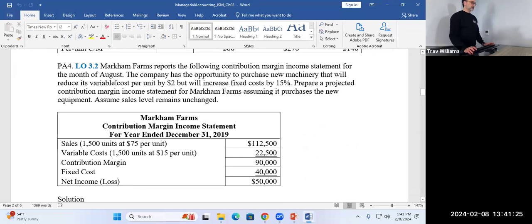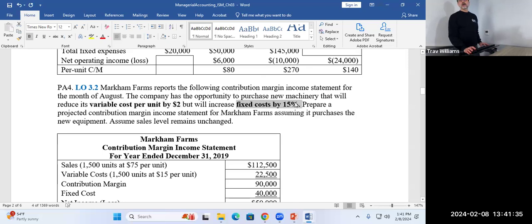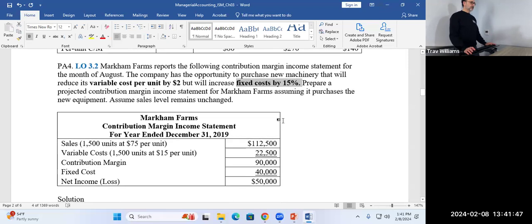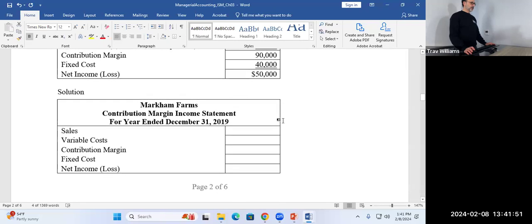So this company is reducing variable costs by $2 per unit by buying some new machinery, but their fixed costs are going up by 15%. Remember how I said that's a common phenomenon? Invest in more fixed costs and your hopefully variable costs will go down. So we need to make a new contribution margin income statement. This is the old one here. And this will be the new one.